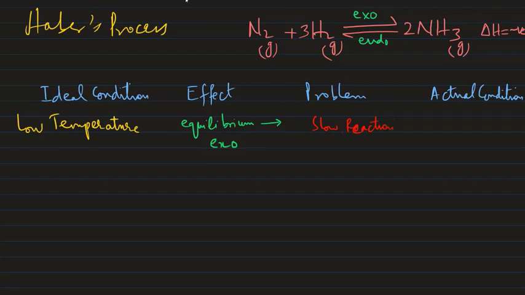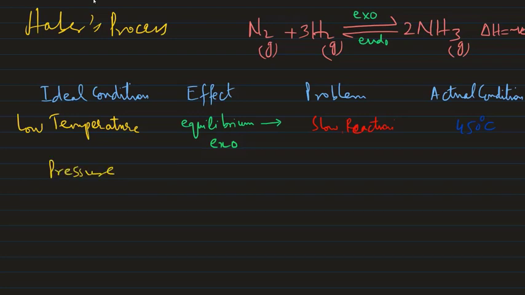Hence, reaction will be slow. So, what is the actual condition that we use in the Haber's process is a temperature that is 450 degrees Celsius. Now, let's see the next condition. The next condition that we have is the pressure.